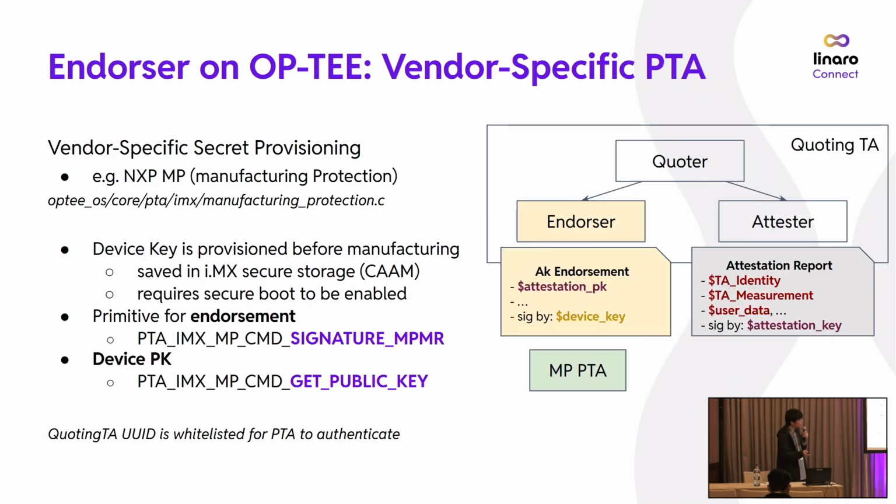And in the existing OP-TEE OS, there's a PTA providing signing and get public key interfaces to indirectly access the device key. So we are using the endorser to talk with this PTA and let it endorse our attestation key.